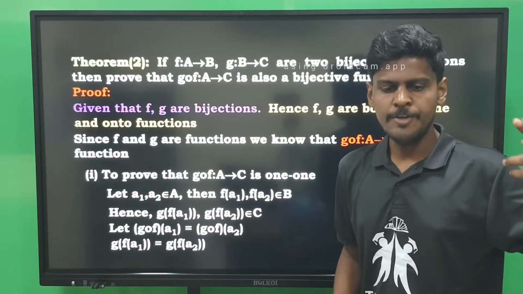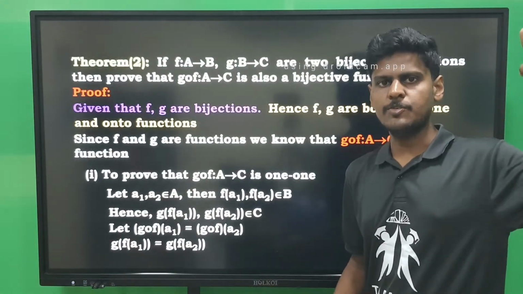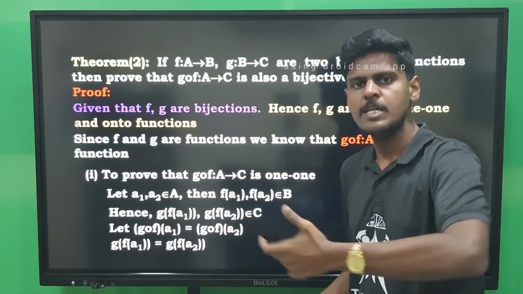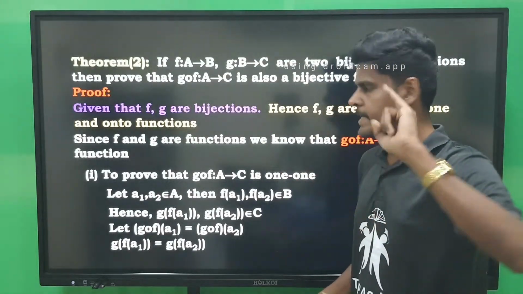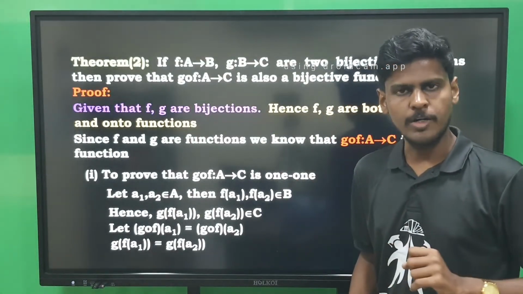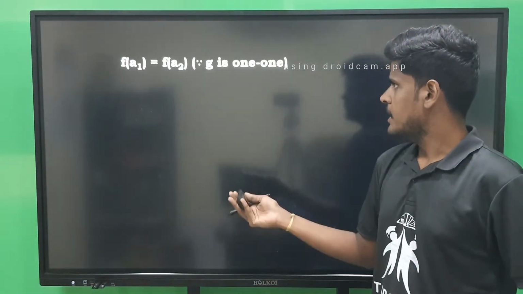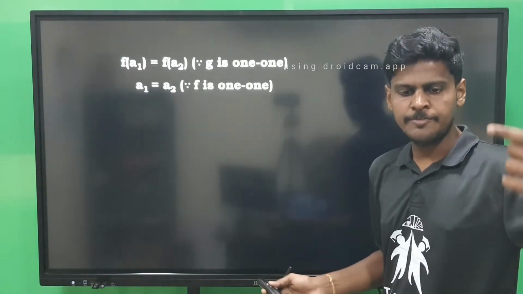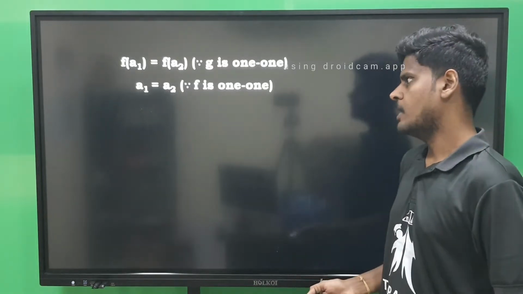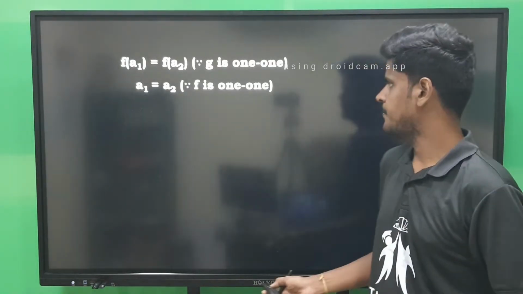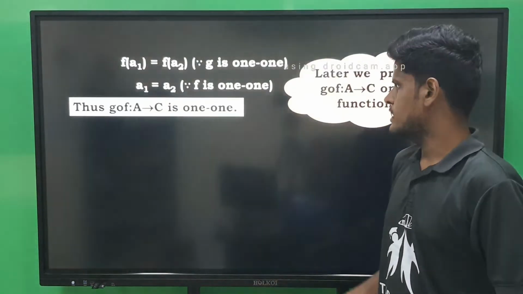What is g of f? To be a 1 to 1 function, we should take some values: g of f of a1 equal to g of f of a2 means a1 equal to a2. That is the first condition for proving the 1 to 1 property. This is the proof for that. Next, what do we need to prove? Check if this function is onto or not. What is the condition for an onto function? Range should be equal to codomain. Let's check this also.